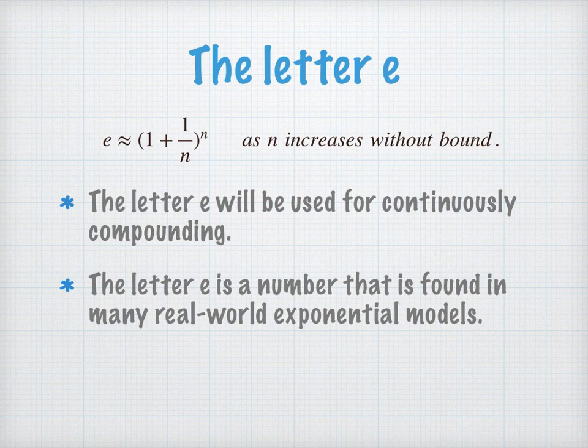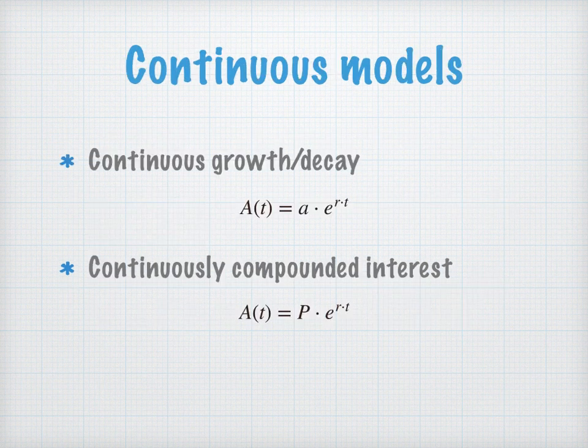So on this idea of continuous, we can talk about continuous growth or decay, or continuously compounded interest. So these are two other formulas that we will find handy as we start to look at a few examples. For continuous growth or decay, we have the formula A of t equals A times E raised to the RT. If we're talking about continuously compounded interest, we use A of t equals P times E raised to the RT.